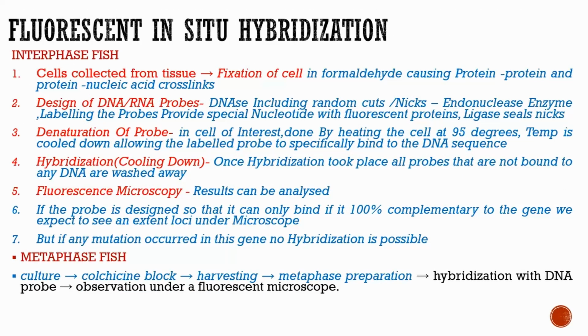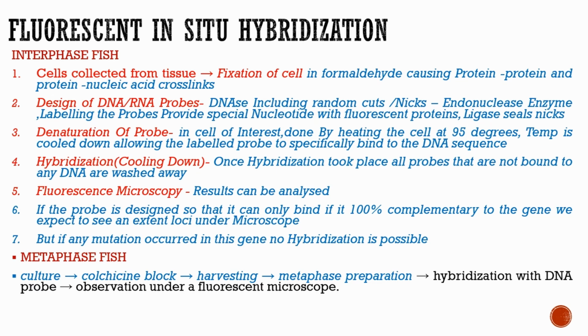In this, the cells are collected from the tissue. Fixation of the cells is done in formaldehyde, causing either protein-protein or protein-nucleic acid crosslinks. Then RNA or DNA probes are designed. DNAs, including random cuts and nicks, are used. Endonuclease enzyme labeling the probes provides special nucleotides with fluorescent proteins, and ligase seals the nicks.